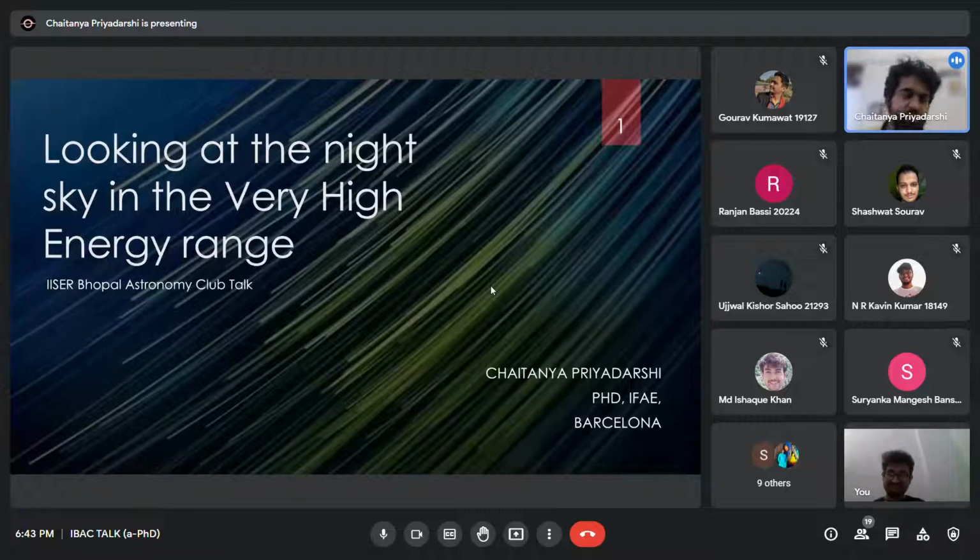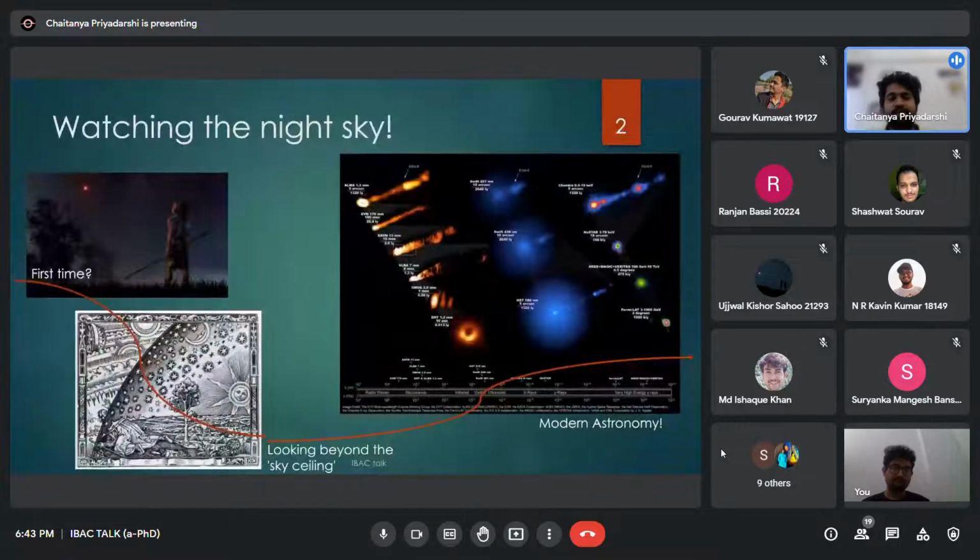The talk is on looking at the night sky in the very high energy range. I'll explain more about how we talk about very high energy. Just to begin, to give a brief, this is how we started looking at the night sky.